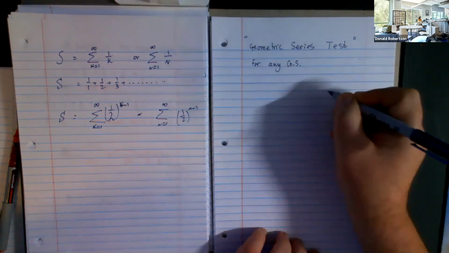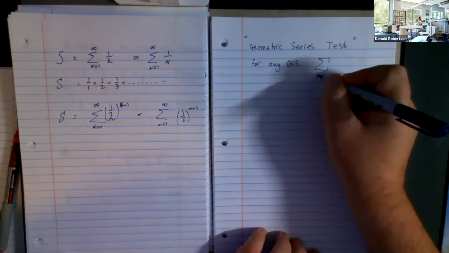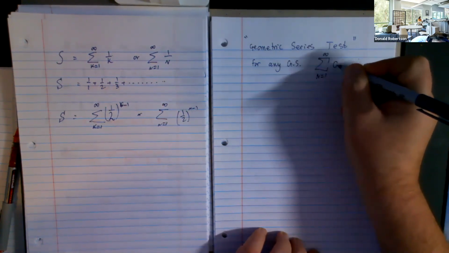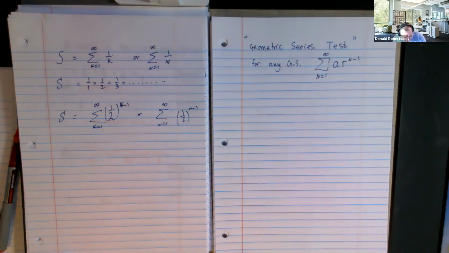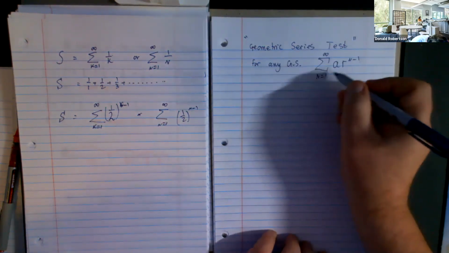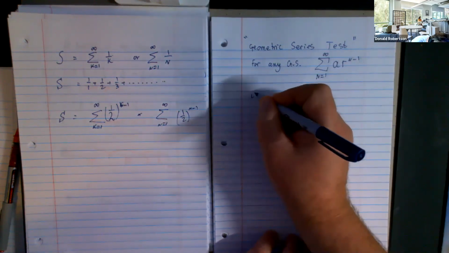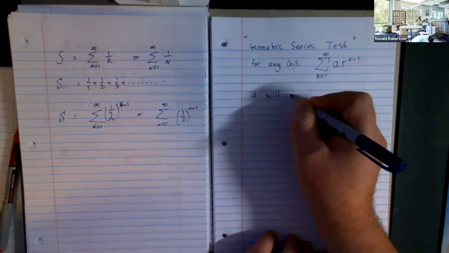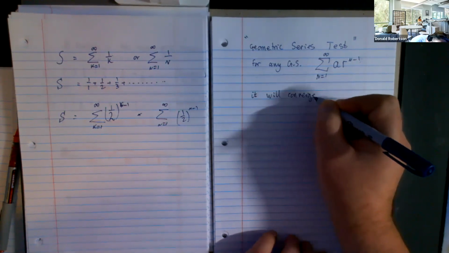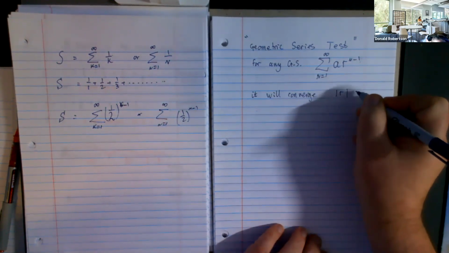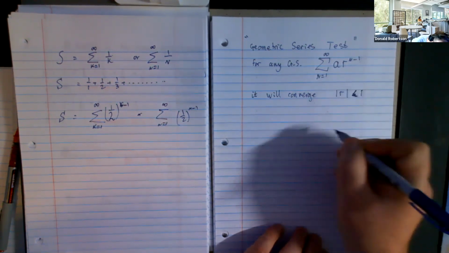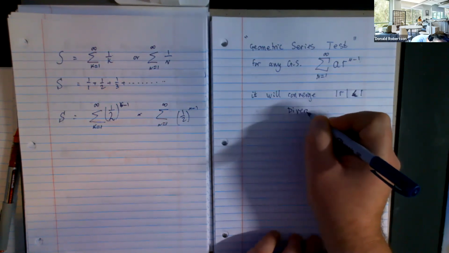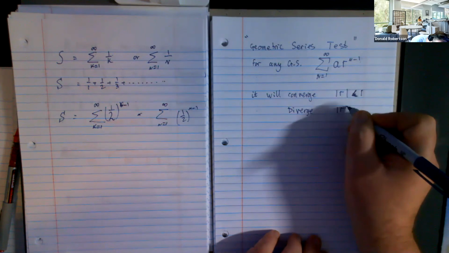GS, geometric series, sigma n equals 1 to infinity, a r to the n minus 1. So that is essentially the generic version of every geometric series in the universe. So for any geometric series, it will converge provided the absolute value of r is less than 1, and it will diverge if the absolute value is greater than 1.